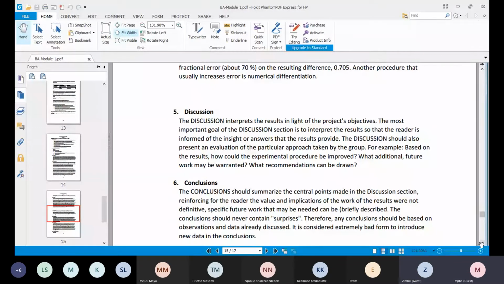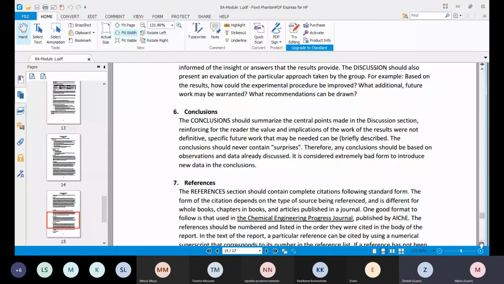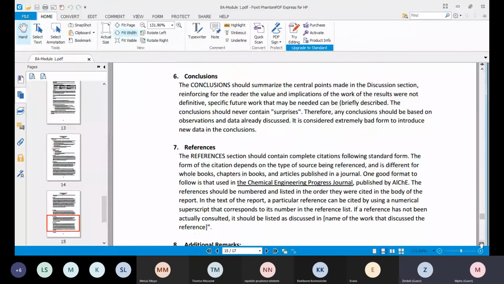And number 6, we have conclusions. The conclusion is a summary of only the major central points made in the discussion. And references, which is acknowledgement of the sources you have used to reach the results, like your peers, any books that you used to write your report, any web pages that you used to write your report.